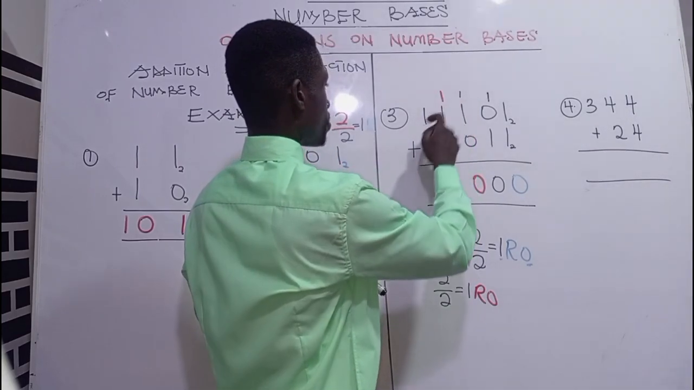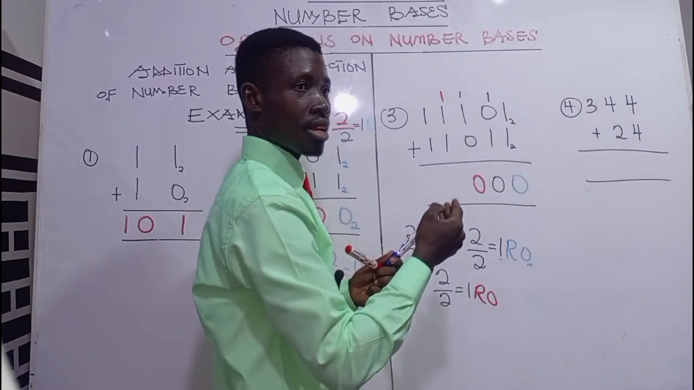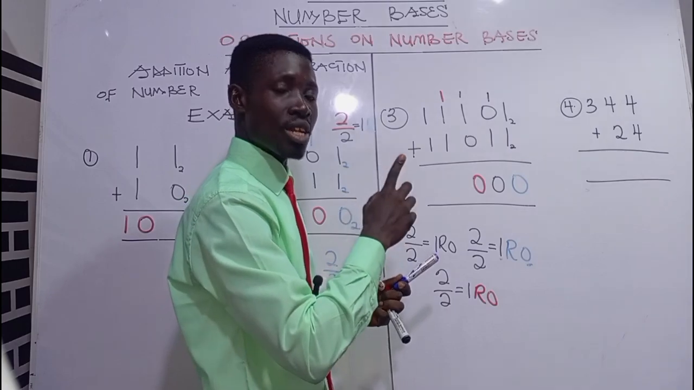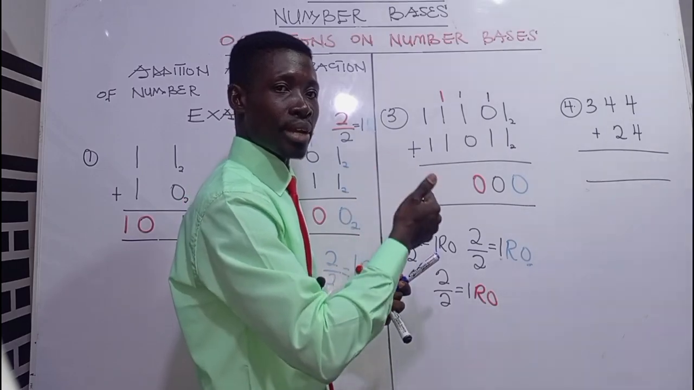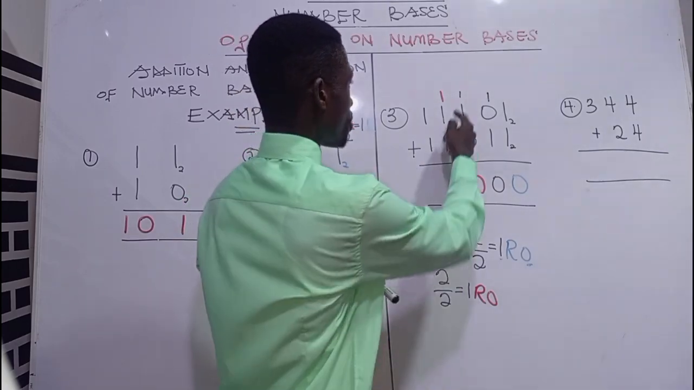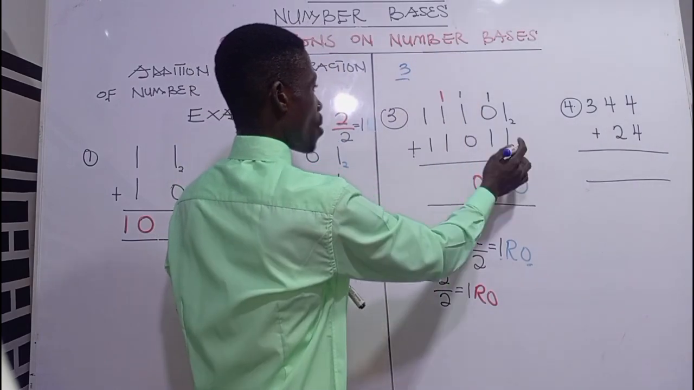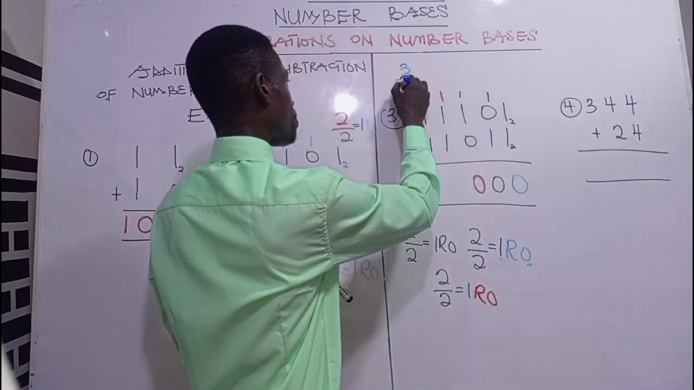1 plus 1 plus 1 will give us 3. Now we are working in base 2. The highest digit is what? 1. We can't write 2, we can't write 3, we can't write 4. So this 3, we divide it by the base that we are working in. The base is what? 2.